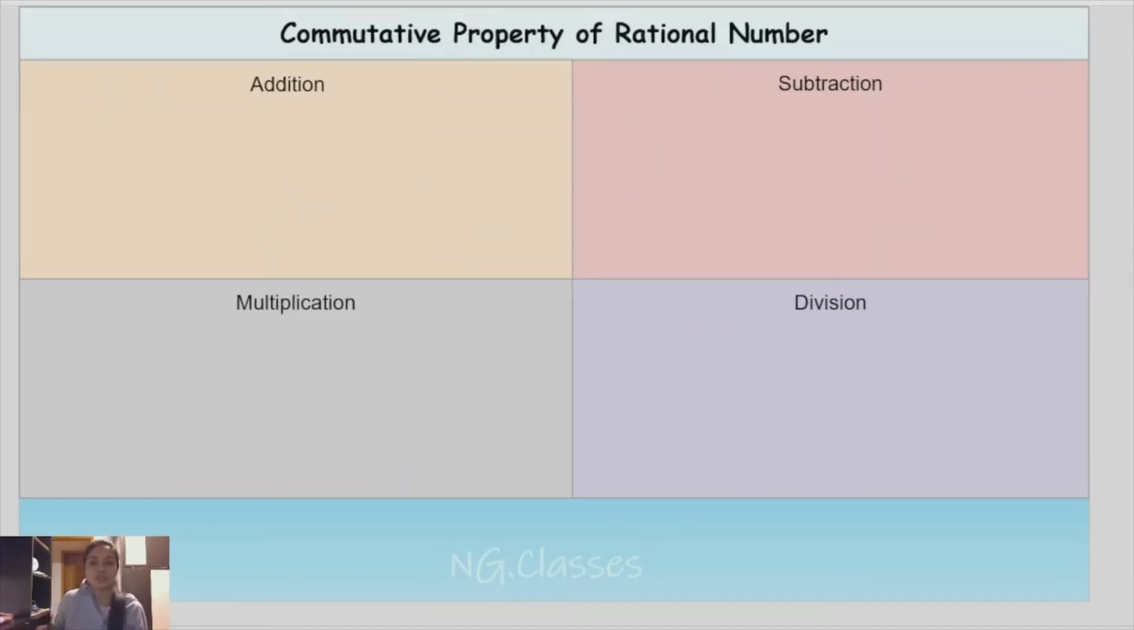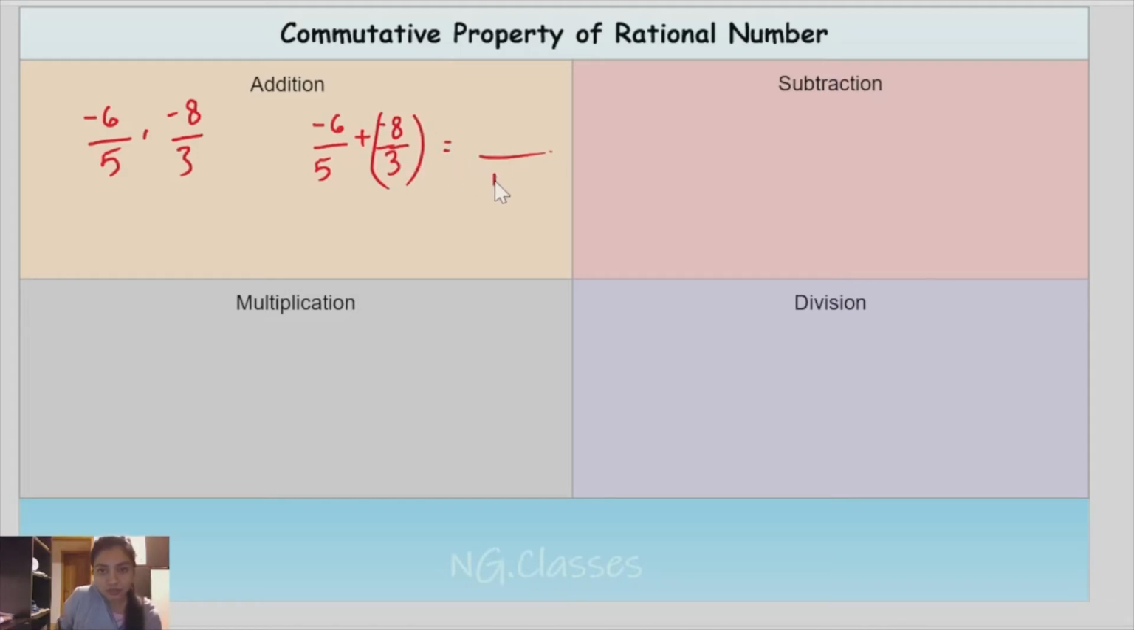And now commutative property for rational number. Let's take any two rational numbers. Suppose I am taking minus 6 by 5 and minus 8 by 3. Okay, now add it. Minus 6 by 5 plus minus 8 by 3. Add this to 15, minus 18 minus 40. So we will get minus 58 by 15.